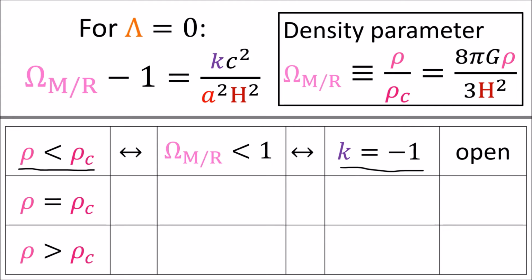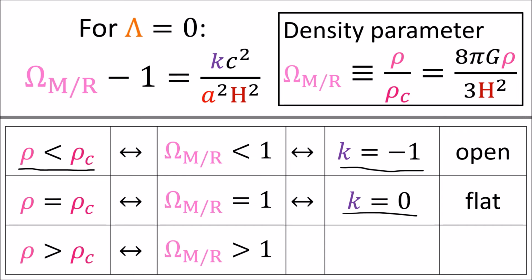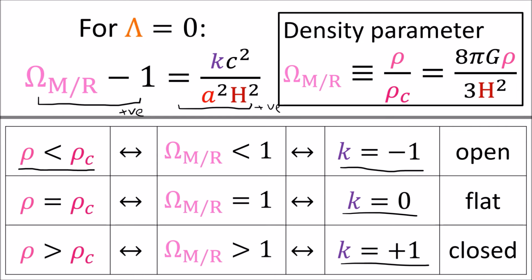If rho equals the critical density, omega equals 1, forcing both sides to equal 0. So with k equals 0, the universe is flat. And for rho greater than rho c, omega is greater than 1, so both sides are positive, and we get k equals +1 for a closed universe. So we see that when the cosmological constant is 0, the density of the universe directly determines the universe's curvature.